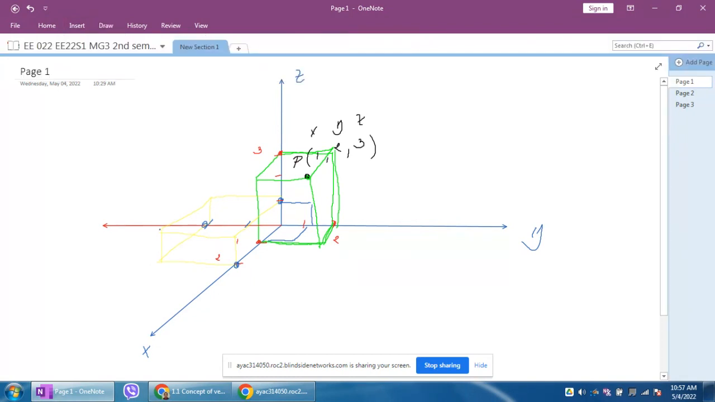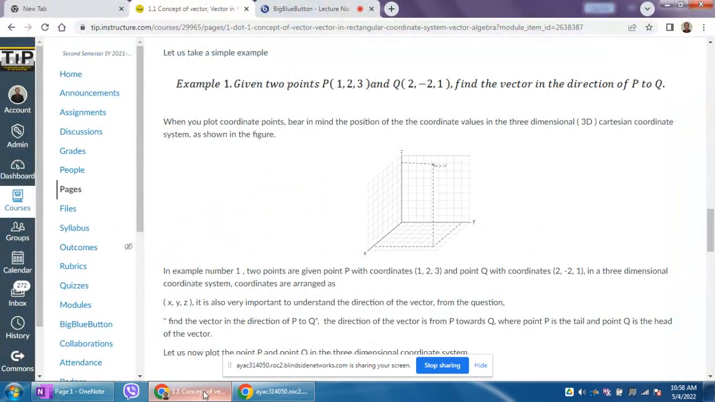Nasaan yung point Q? Point Q po is somewhere here. Q with coordinates 2, -2, and +1. So again, X, Y, and Z. Ayan po yun. Okay, so are we following? Next is, what is the question? Find the vector in the direction of P towards Q.